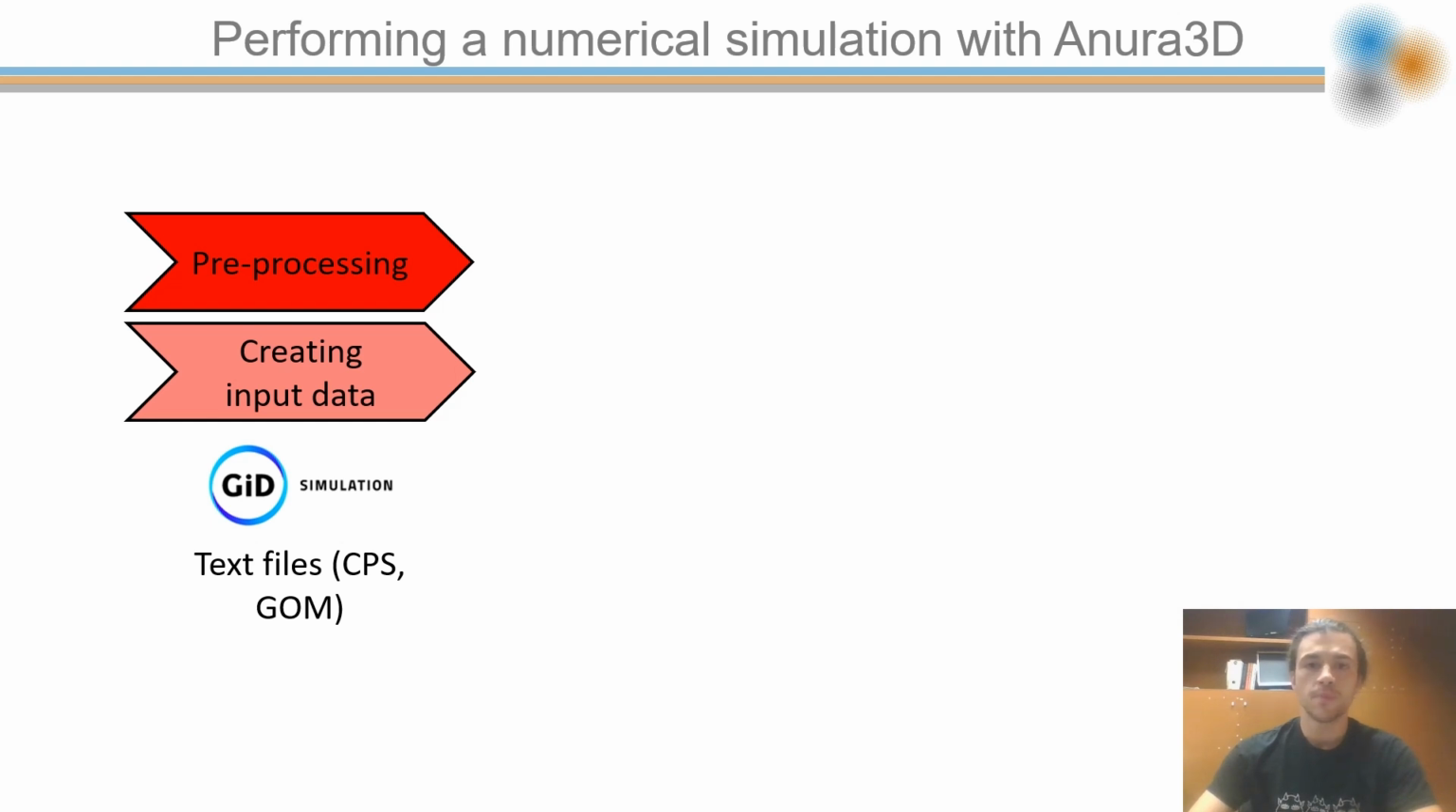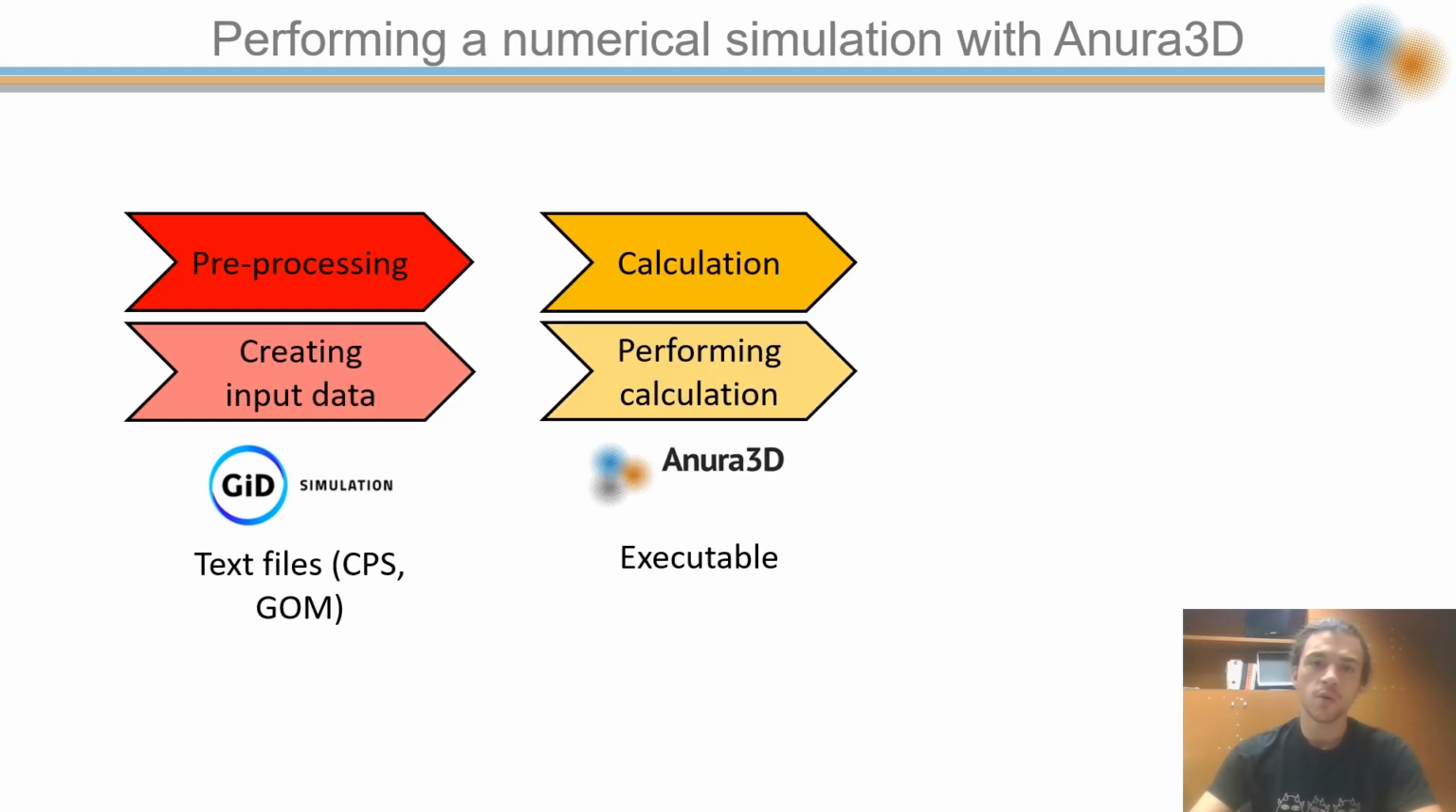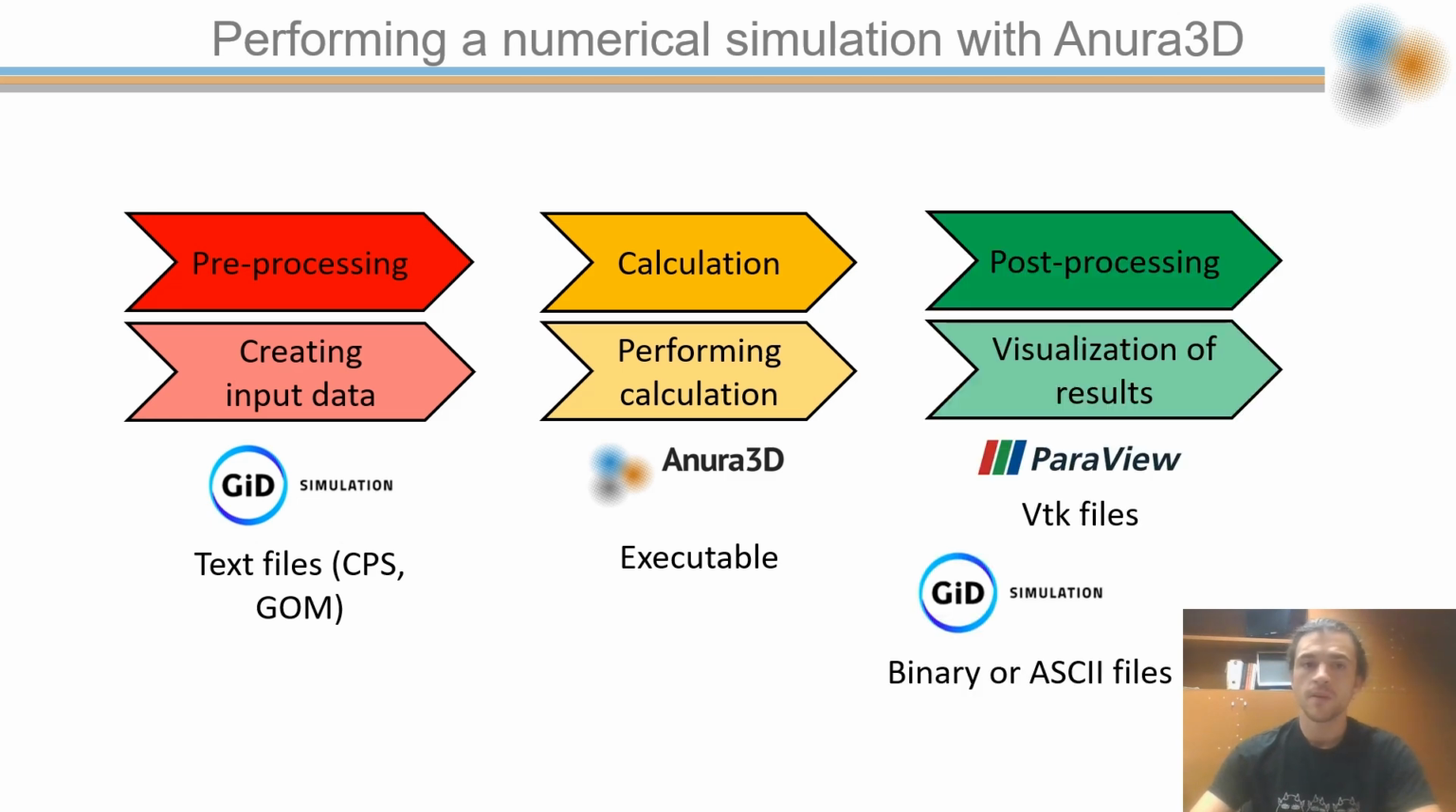Anura3D uses GiD preprocessing to create the necessary text files with the input data regarding geometry, materials, loading conditions, and computational mesh. Then, the calculation phase is performed with the Anura3D standalone executable, which is generated by compiling the source code. Finally, results can be visualized with GiD post-processing or with Paraview software.